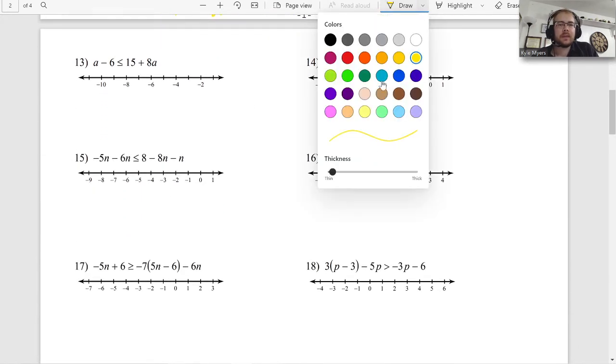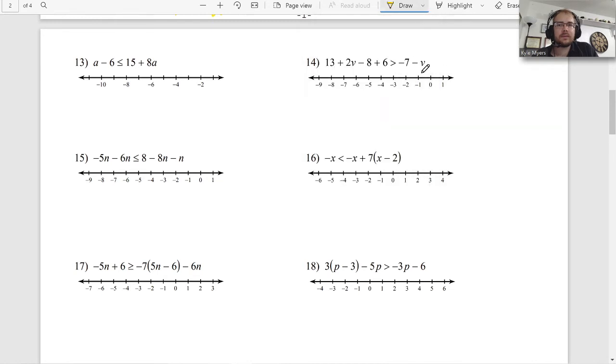Next one, and next color. So we have an a on each side and a number on each side. No simplifying to do first. I like to actually keep the variable positive if I can, even if it ends up on the right-hand side. That's what I usually prefer. But if you prefer to have your variable on the left-hand side, then that's up to you. So I'm going to subtract a on both sides.